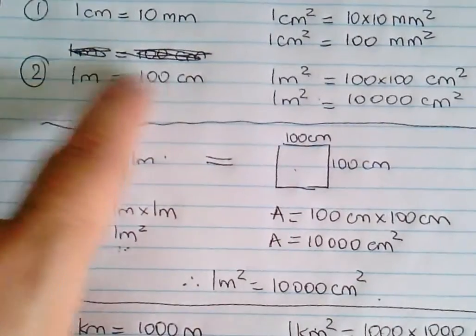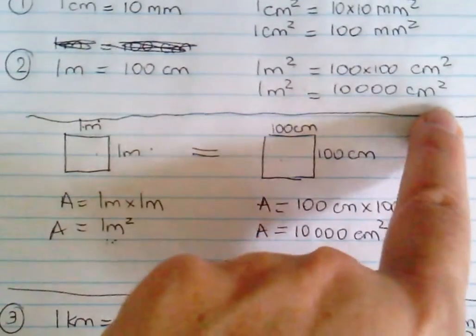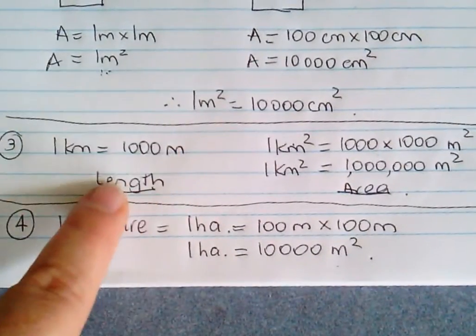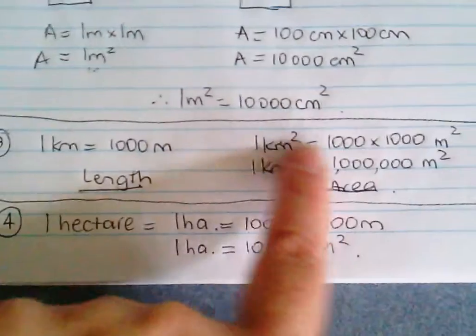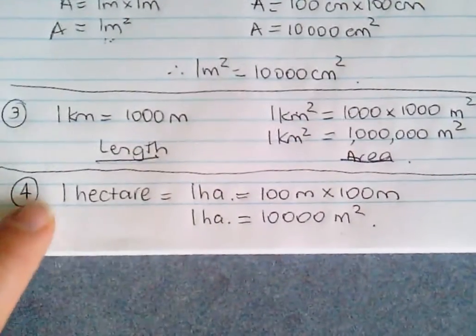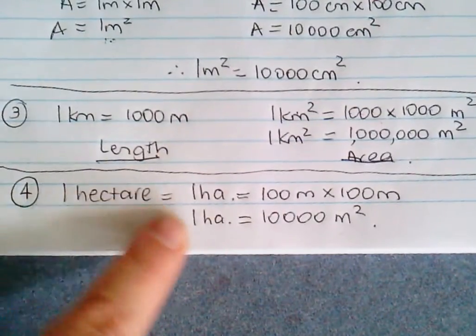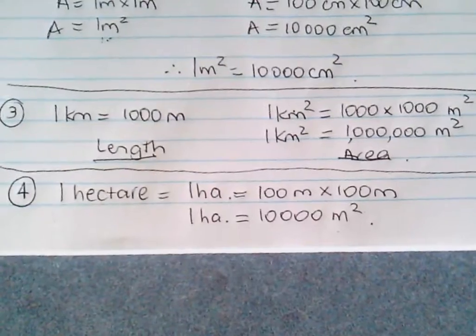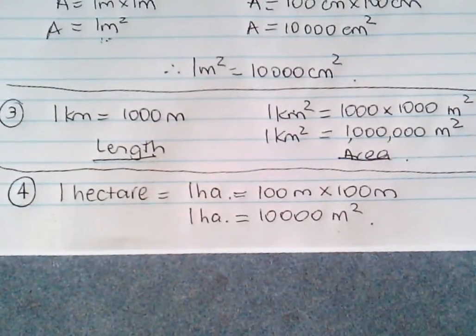Okay, the second one, metres to centimetres, metres squared to centimetres squared, doubling the zeros. Here, kilometres to metres, that's length if it's ordinary units, but this is area, doubling the zeros or doing the conversion twice. The only new one really here is 1 hectare is 100 metres times 100 metres, which is 10,000 metres squared. We're going to do some examples.